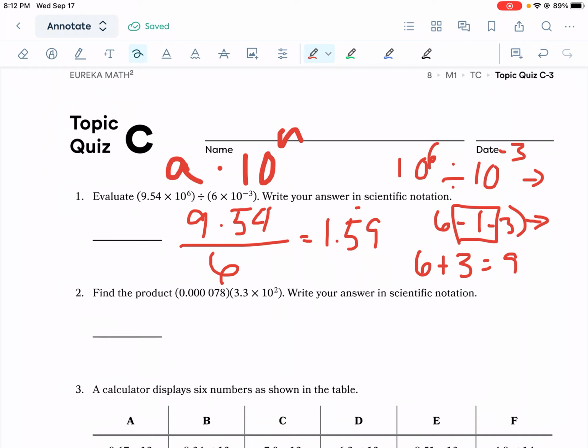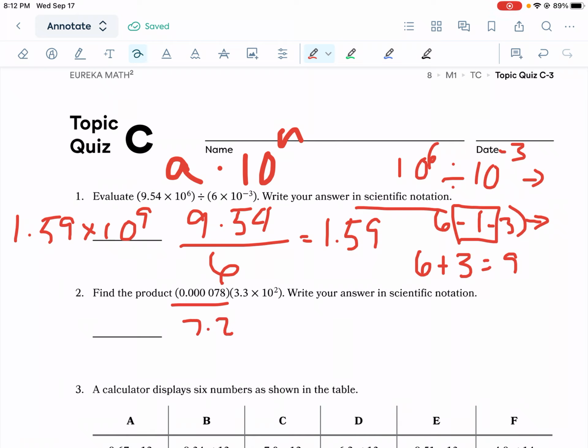Make sure you rewrite your answer and carry it out fully. It does say to put our answer in scientific notation, so that'll give us the answer of 1.59 times 10 to the 9th power. For number 2, we're multiplying. It says to find the product of 0.000078 times 3.3 times 10 to the 2.